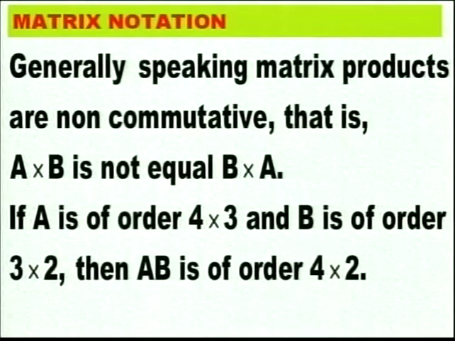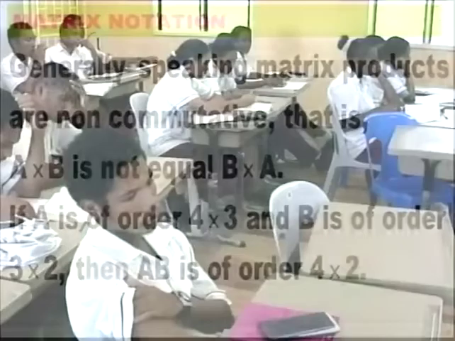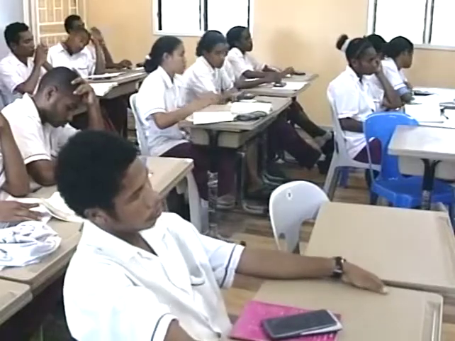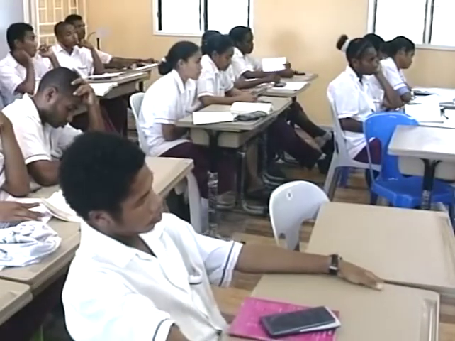Okay, if A is of the order 4 times 3 and B is of the order 3 times 2, then AB is of the order 4 times 4. Remember what the order is? When I say A is of the order 4 times 3, what do I mean? 4 rows and 3 columns, or 4 columns and 3 rows? What comes first? Rows and columns. So don't forget, that means it's 4 rows and 3 columns.